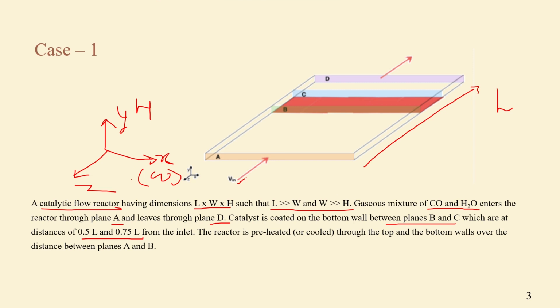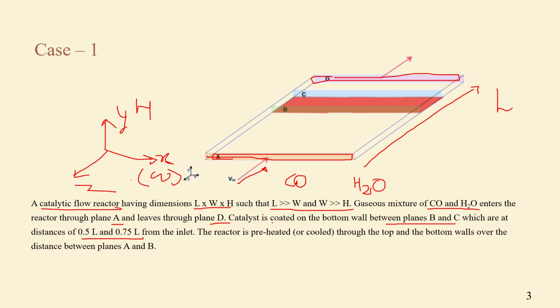So what mixture are we sending? We are passing the gaseous mixture through this plane. This is the inlet plane. Plane A is the inlet plane and plane D is the outlet plane. So this gas mixture of carbon monoxide and steam is passing through this particular plane and leaving through that. In between, reaction is happening and it is producing carbon dioxide and hydrogen. So that we can see in the next slide.